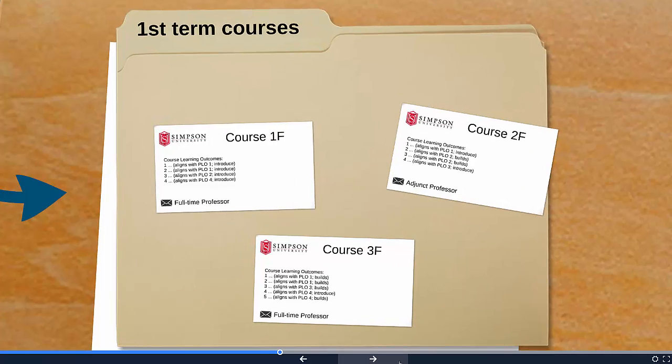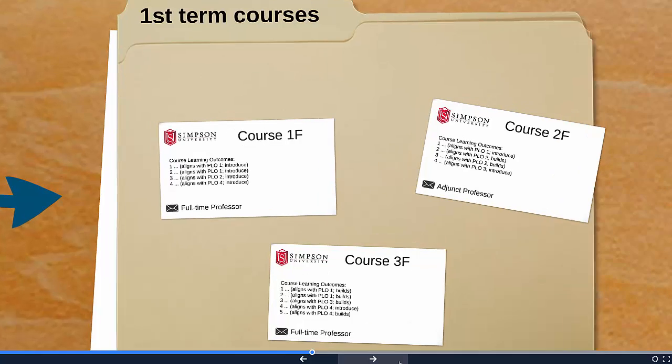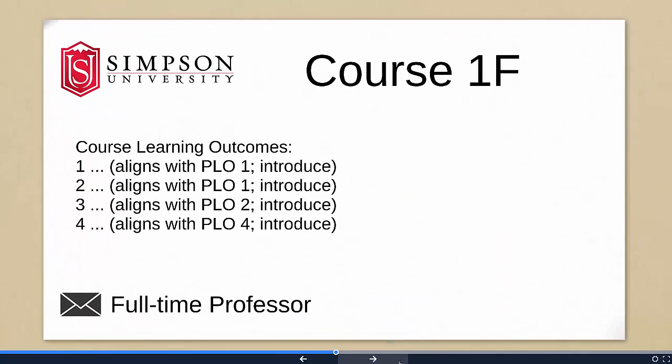Let's look at a first term of courses for a student. As you can see, each course is identified with a professor and a set of course learning outcomes. And within each of those course learning outcomes, there's alignment to the program learning outcomes. And for this example, we have identified whether that has been introduced, built upon, or expected mastery.